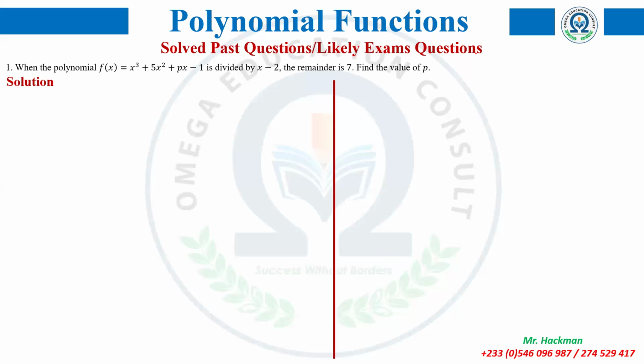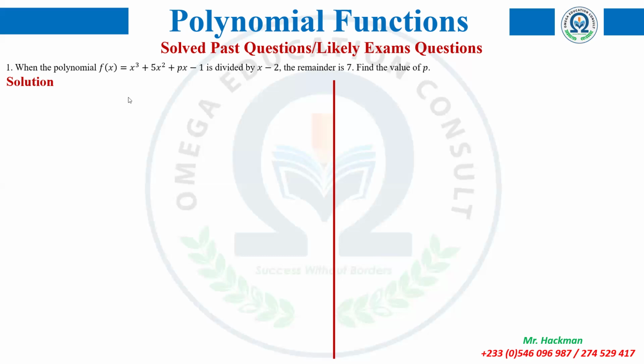When the polynomial f of x, which is given by x cubed plus 5x squared plus px minus 1, is divided by x minus 2, the remainder is 7. Find the value of p. You can see that, unlike the ones we've been dealing with, where usually it is direct or somehow close to direct so that you know exactly what you are looking for, here it is not like that. But this is how we are going to proceed.